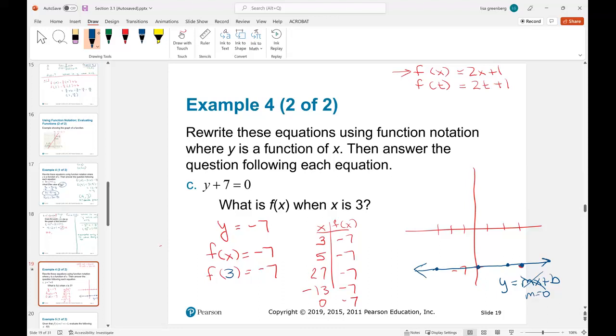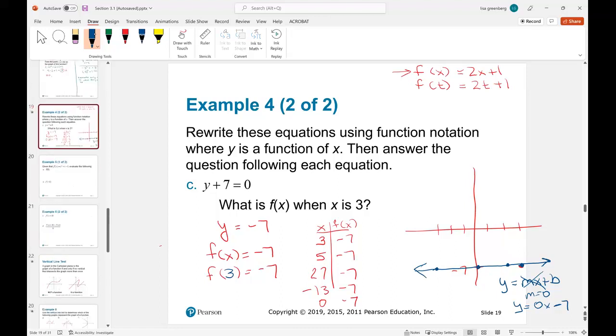So y is going to equal -7 no matter what x equals, right? I could also rewrite this as y equals 0x plus, sorry, -7. And then hopefully you can see that no matter what x I plug in there, I always get y equals -7, which is the point. All right.